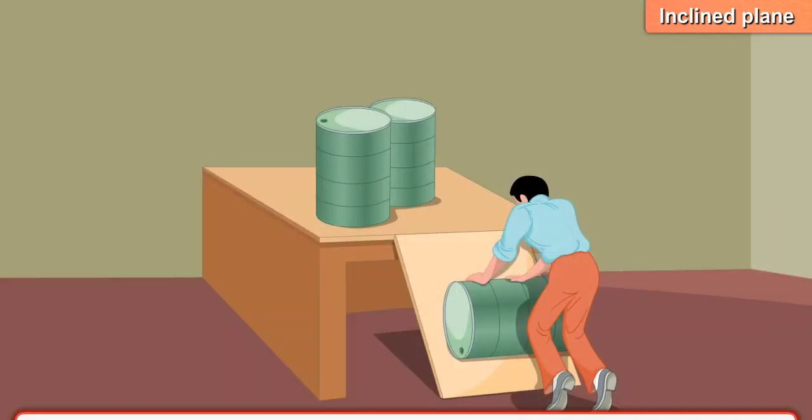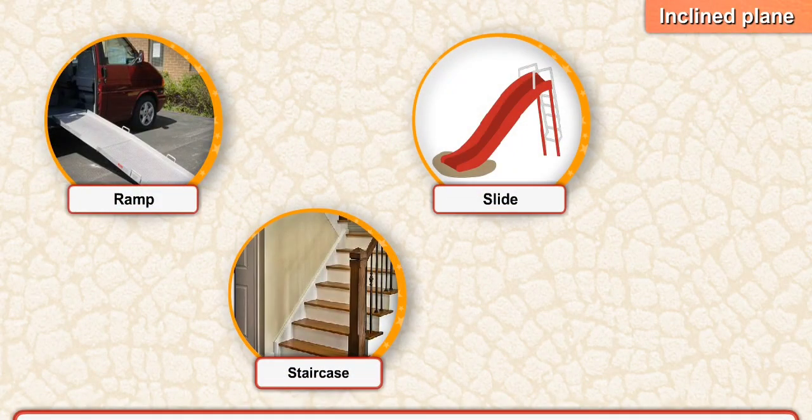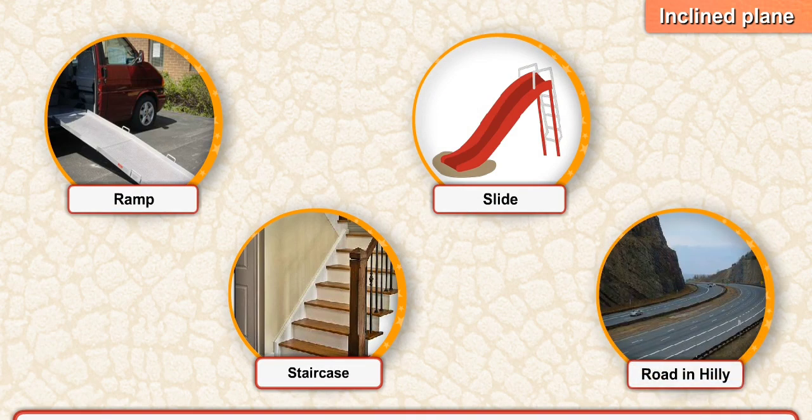Inclined plane. An inclined plane is a slope. Less effort is needed to move an object up through an inclined plane as compared to lifting it up straight. Ramp, staircase, slide, and roads in hilly regions are examples of inclined planes.